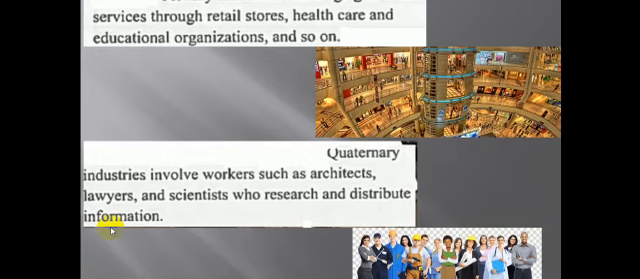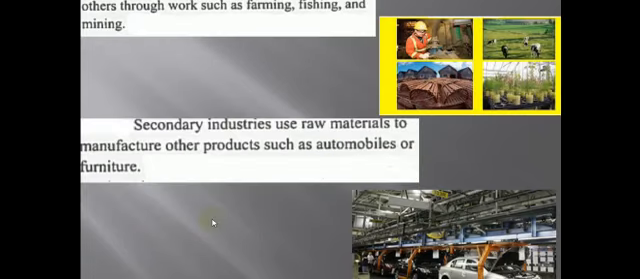So quaternary industry brings people to work, and it provides more jobs for the people, and it forms all these jobs that we know: lawyers, scientists, architects, and so on. And they research and distribute information. So I will say them quickly again.